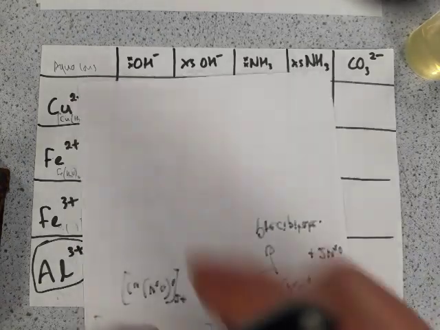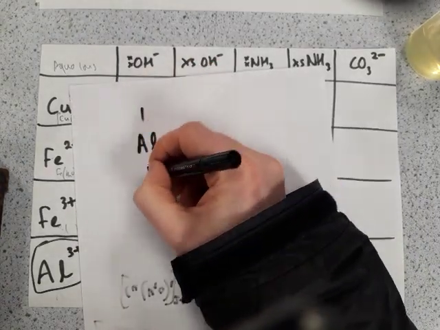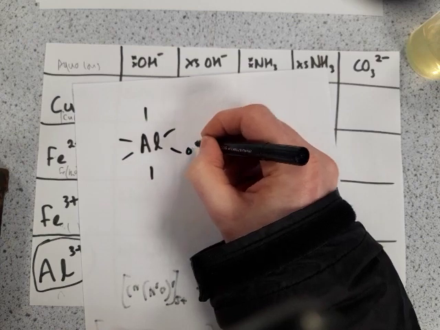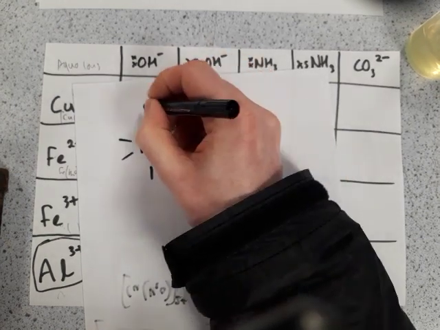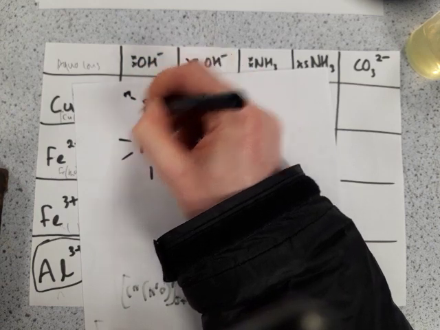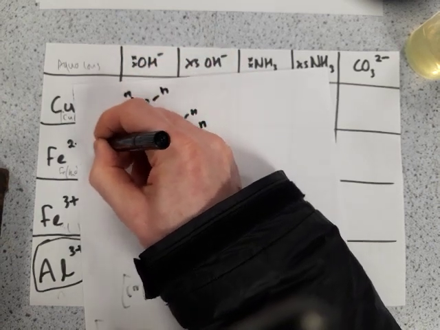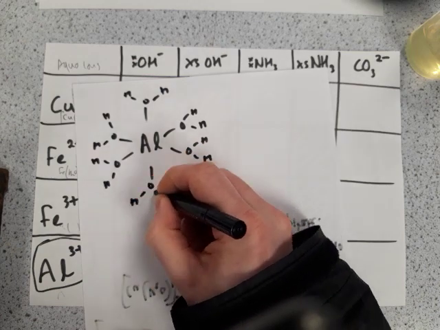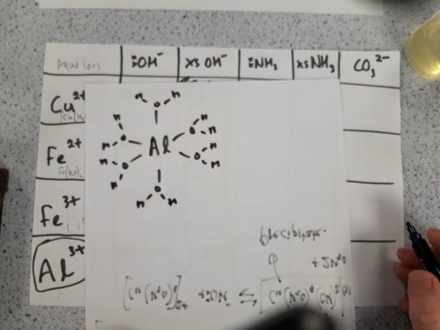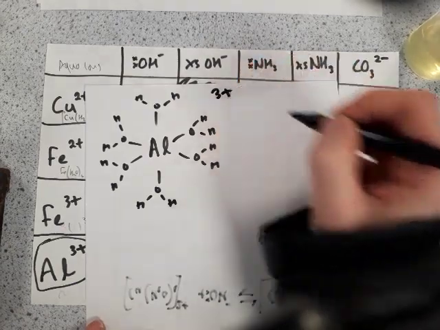I'll try and show you that really quickly. So aluminium, with OH, H, O, H, H, O, H, H, O, H, H and then O, H and then H. There's aluminium with H2O 6 times, and all of that's 3 plus.